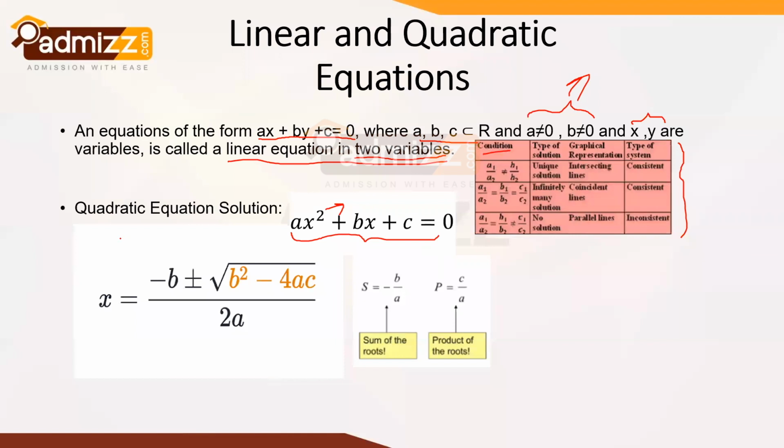The solution for a quadratic equation is given by this formula: minus b plus or minus root under b squared minus 4ac, over 2a. So when you take the plus sign, you'll get one particular solution of the quadratic equation. And when you take the negative sign, you'll get the other solution. So there'll be two values of x, which both satisfy this particular equation. Now, you see this part highlighted in orange? This thing is called the discriminant.